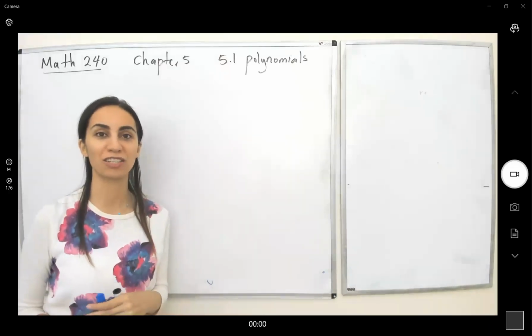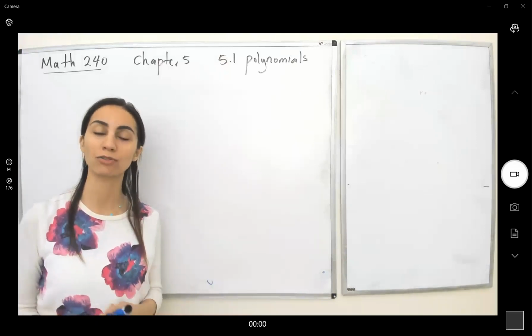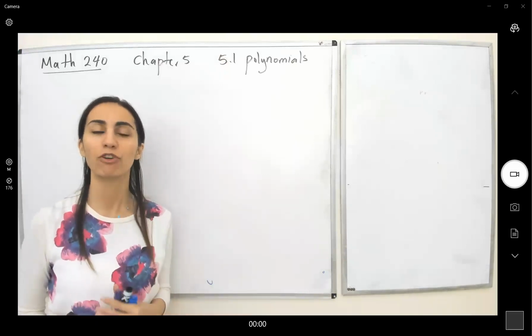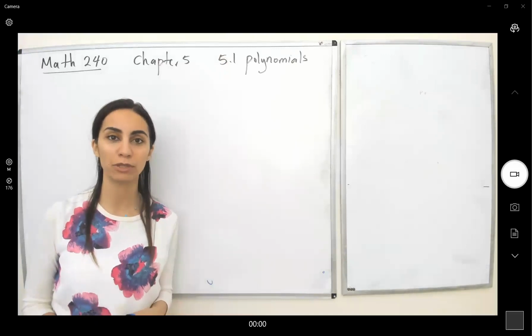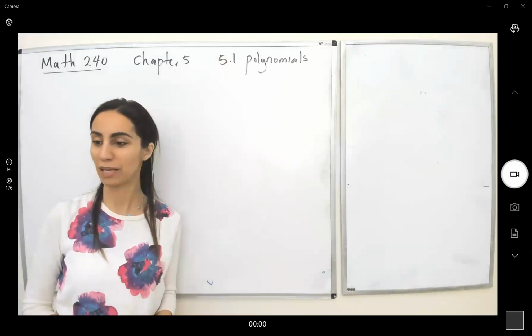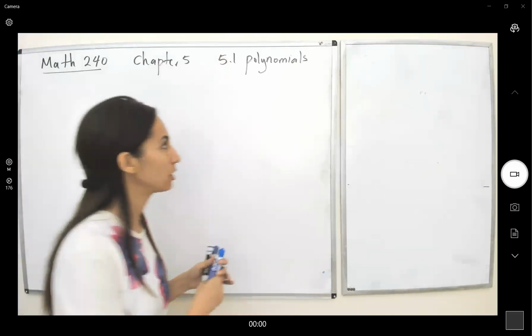So we are on chapter 5. We're going to talk about polynomials. For those of you who are following the notes on Pearson, we are actually on page 299 on Pearson.